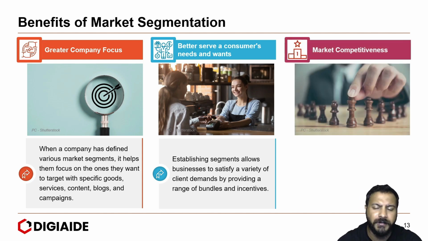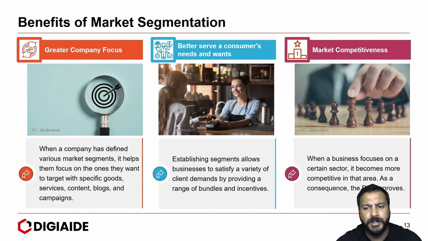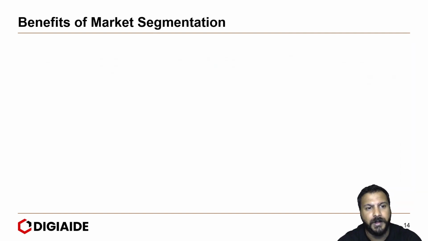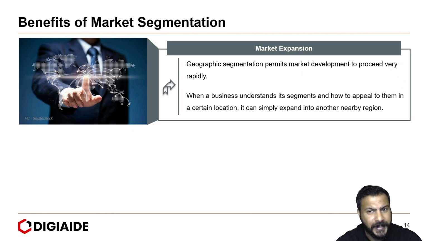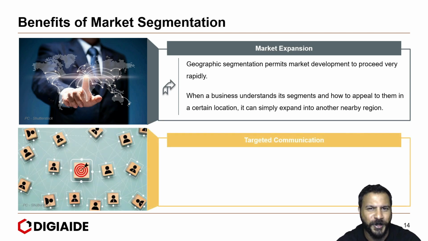Next, market competitiveness. When a business focuses on a certain sector, it becomes more competitive in that area, and as a consequence, the ROI improves. Next, market expansion. Geographic segmentation permits market development to proceed very rapidly. When a business understands its segments and how to appeal to them in a certain location, it can simply expand into another nearby region.